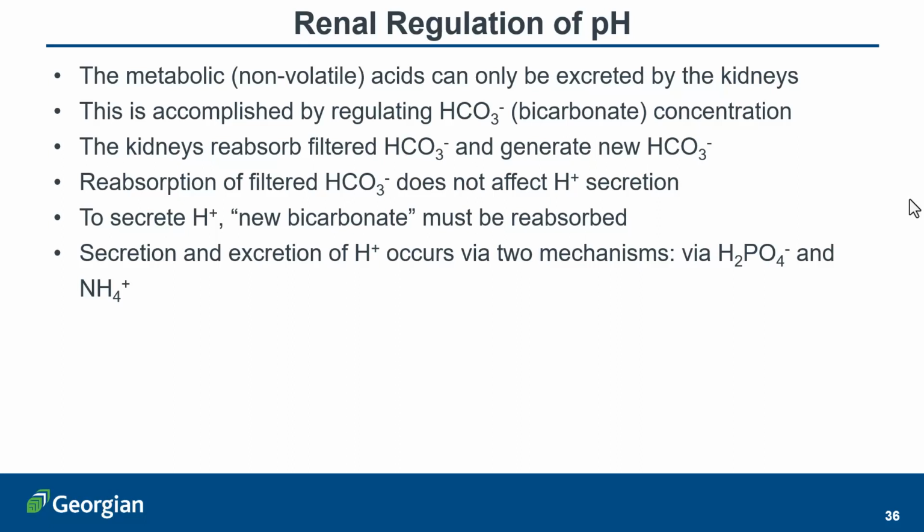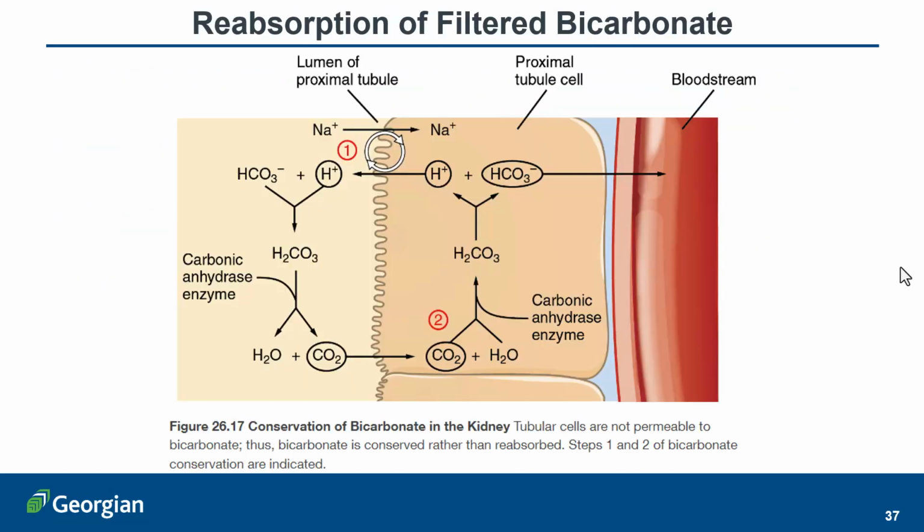The secretion and ultimately excretion of protons have to occur via two mechanisms, either through a phosphate or ammonium buffer system in urine. Here's a diagram from the textbook that explains the reabsorption of bicarbonate. It turns out that there are no receptors that can ultimately reabsorb bicarbonate from the filtrate.